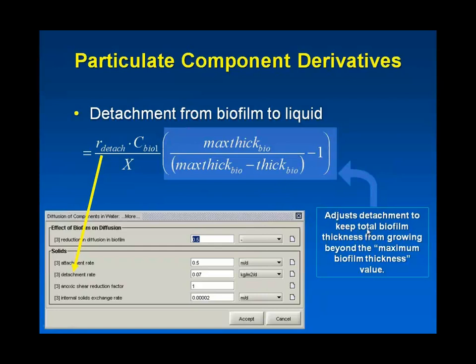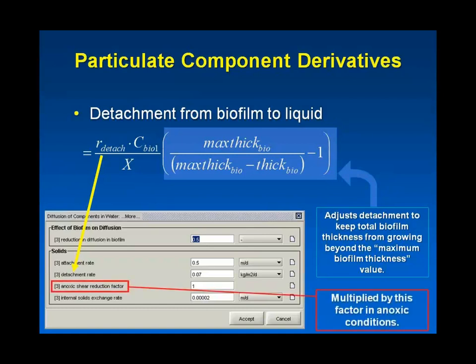And what it does is it adjusts this detachment to keep that growing out to the maximum biofilm thickness. But as that thickness reaches the maximum thickness layer, this increases the detachment so that it sort of regulates it, turns it up as required to never let the biofilm grow past the maximum biofilm thickness value. So that's how our detachment works to try and keep things in line.